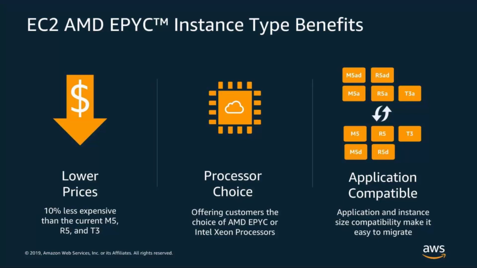And these are application compatible. So AMD leverages the same x86-64 instruction set that you would see with the familiar Intel offerings for the instance types. So between the application and instance size capability, it makes it very easy to migrate between the two. So you can find the perfect mix of instances to optimize your costs.